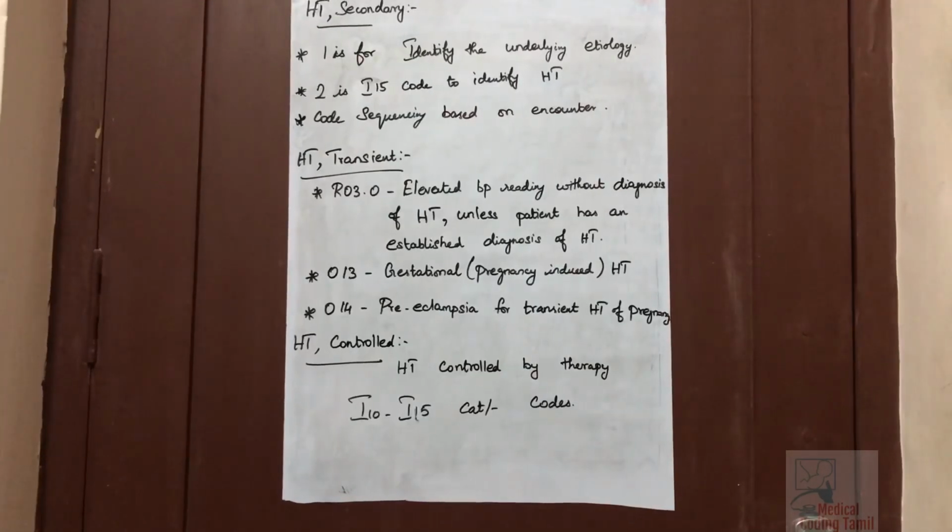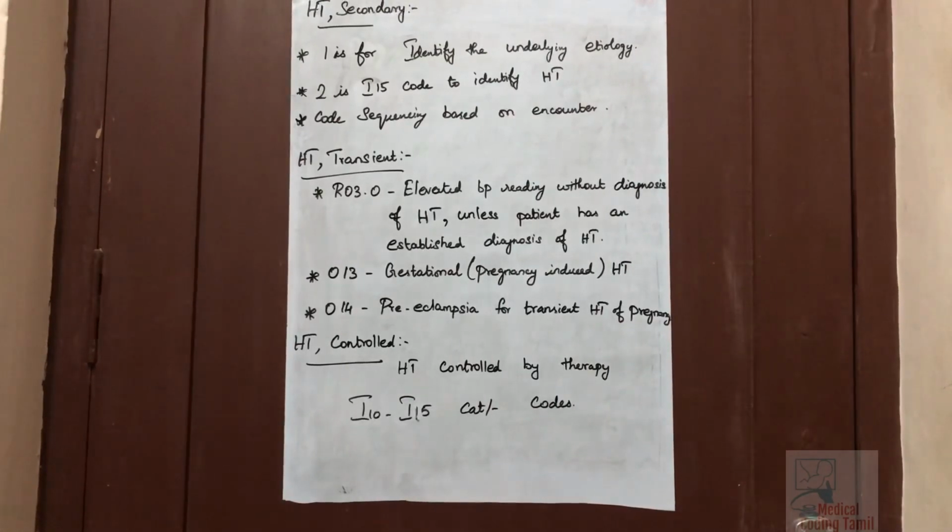Next one is hypertension secondary. There will be two codes for this. One code is for the underlying etiology, to identify the underlying condition, and the second code is from the I15 category codes to identify the hypertension. The code sequencing is based on the encounter of patient visit or encounter of admission. The next topic is hypertension transient.